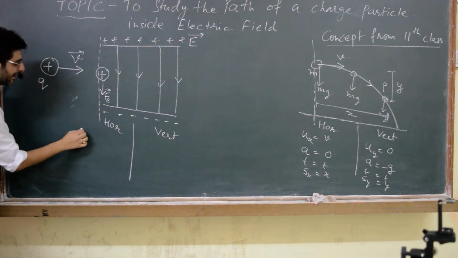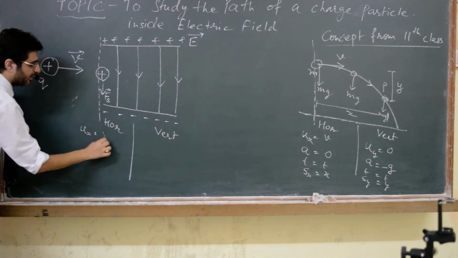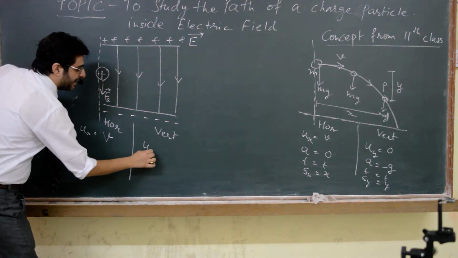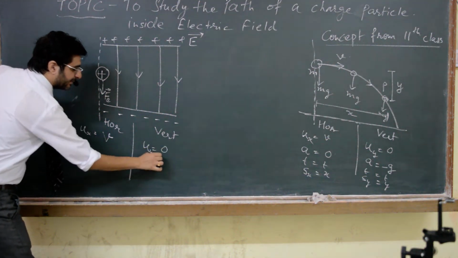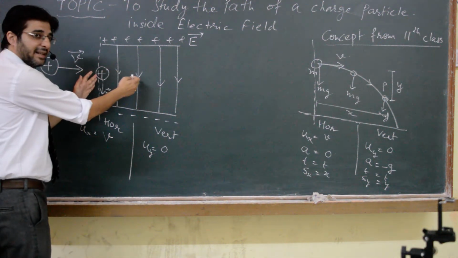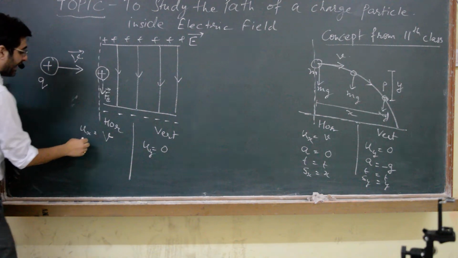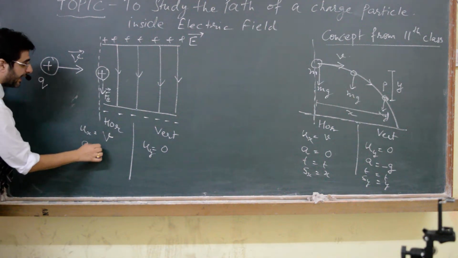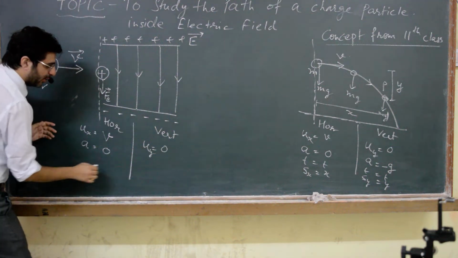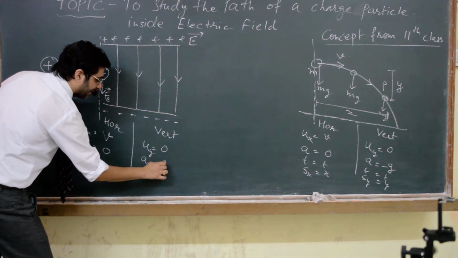Horizontally, initial velocity is given how much? Suppose it is moving with velocity V. Vertically, initial velocity is 0. Vertically, no velocity is there. As it enters the electric field, a force starts acting on this charge in this direction. So in the horizontal direction, there is no force, acceleration is 0. And in the vertical direction, there must be some acceleration.